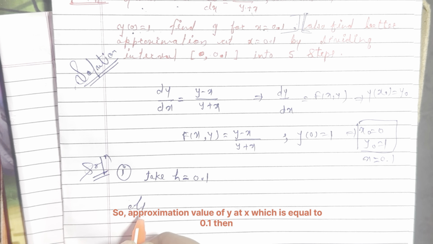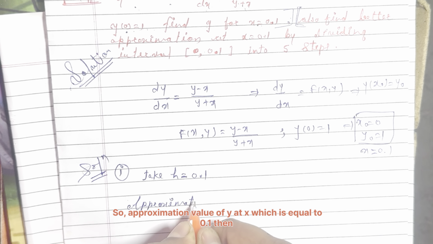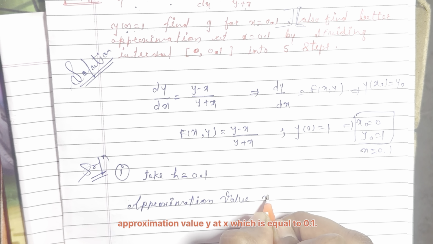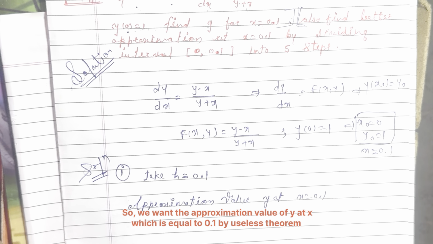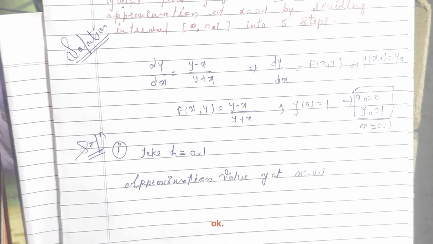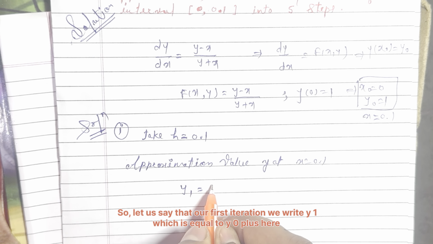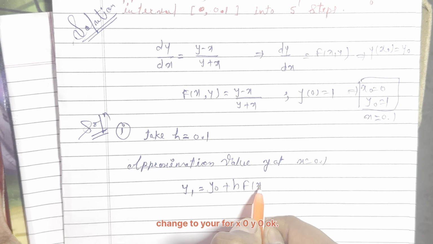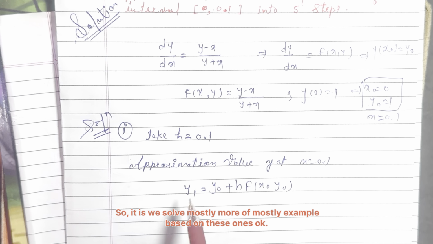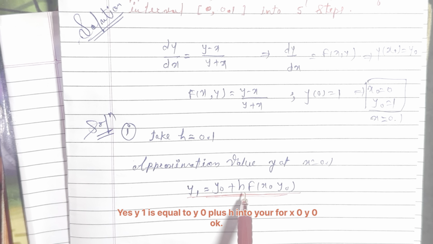So we want the approximation value of y at x equal to 0.1 by Euler's method. Euler's method says that for our first iteration we write y1 equals y naught plus h into f of x naught, y naught. This is our first iteration, and we mostly solve examples based on this. So y1 equals y naught plus h into f of x naught, y naught.